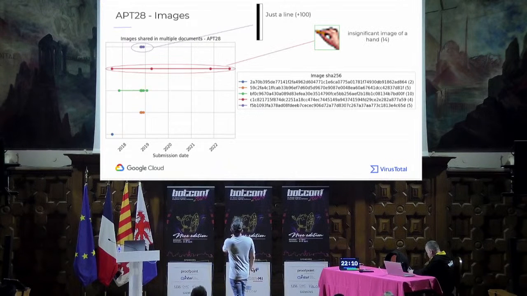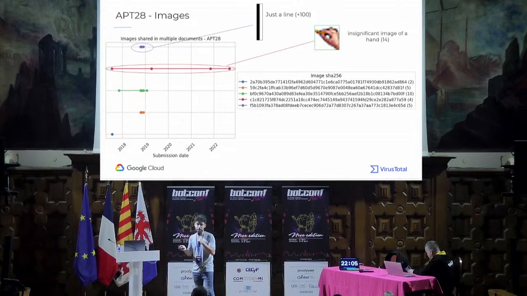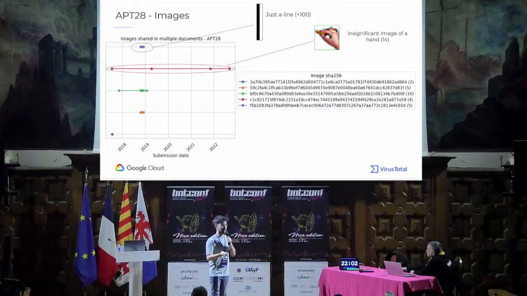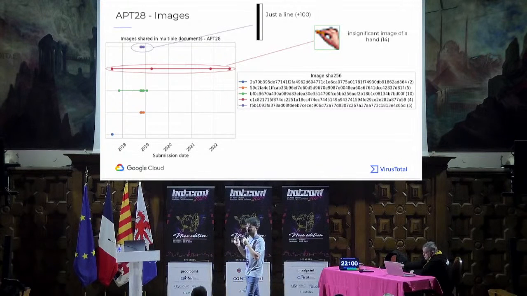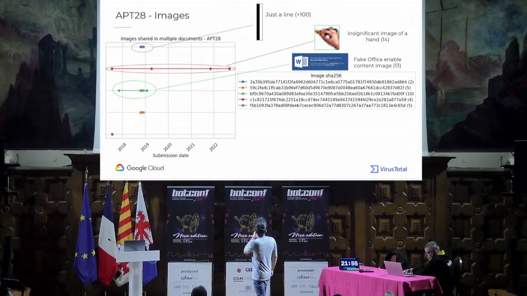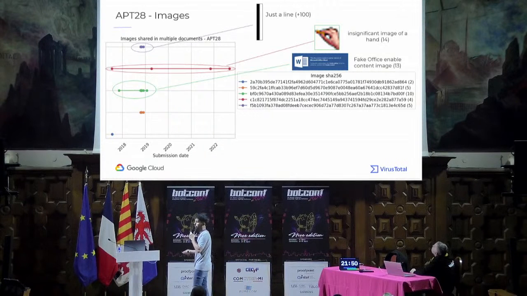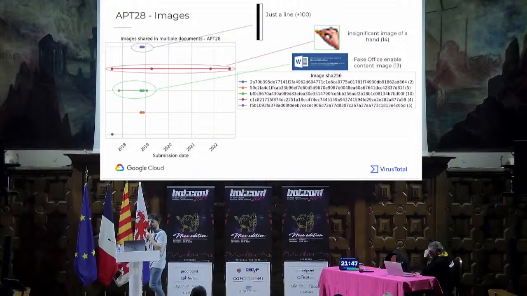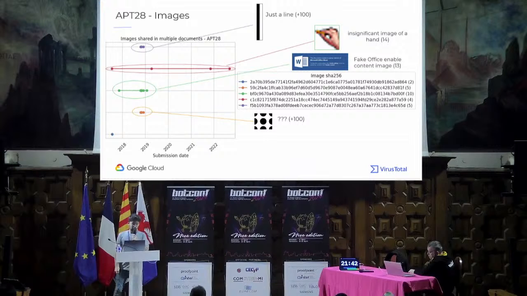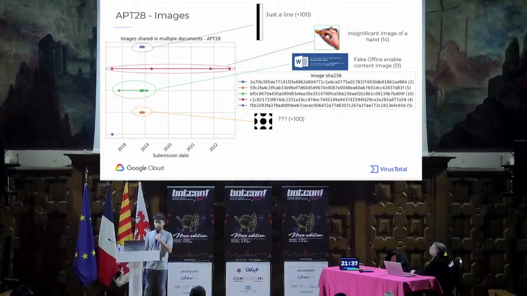The second image is an insignificant image of a hand, and this image was found embedded in another 14 documents. So we are going to take a look at this image later. The third one is a fake Office-enabled content image, which was also found in another 13 different documents, not related to APT28. That image, I don't know what exactly it is, but same as the first sample, that image was embedded in other 100 files.